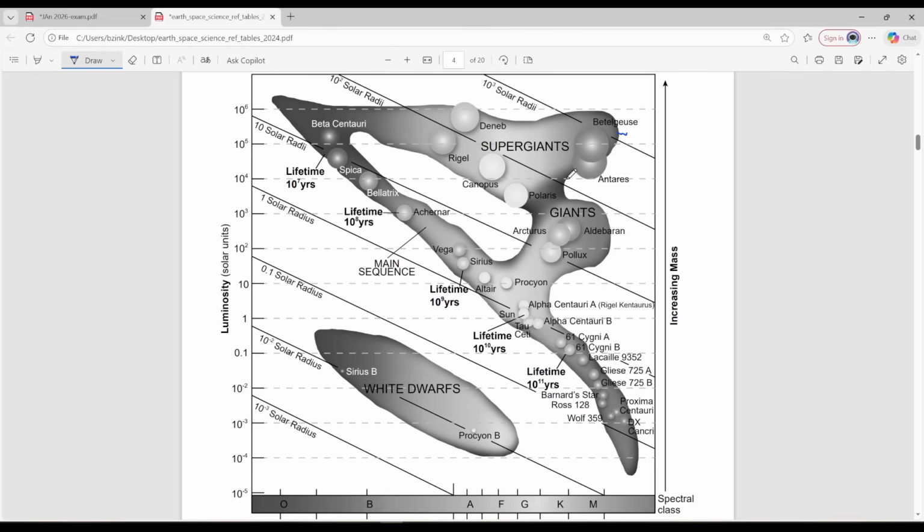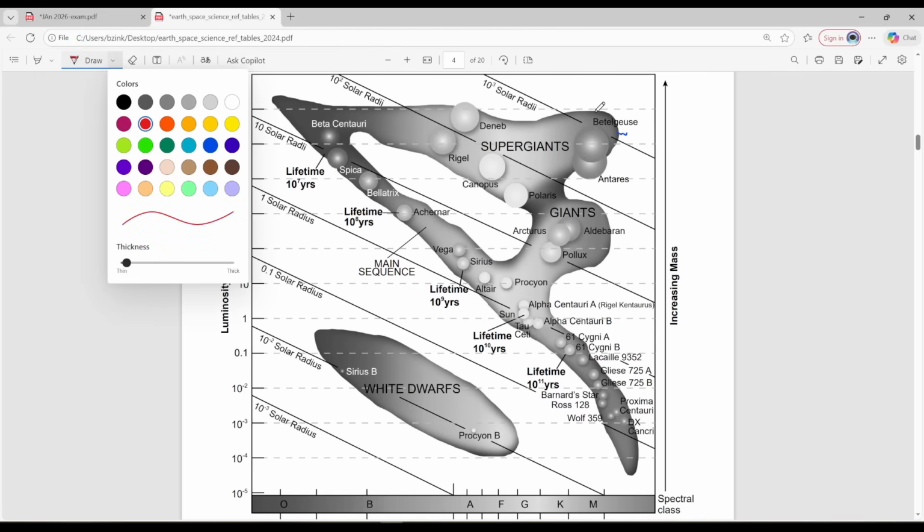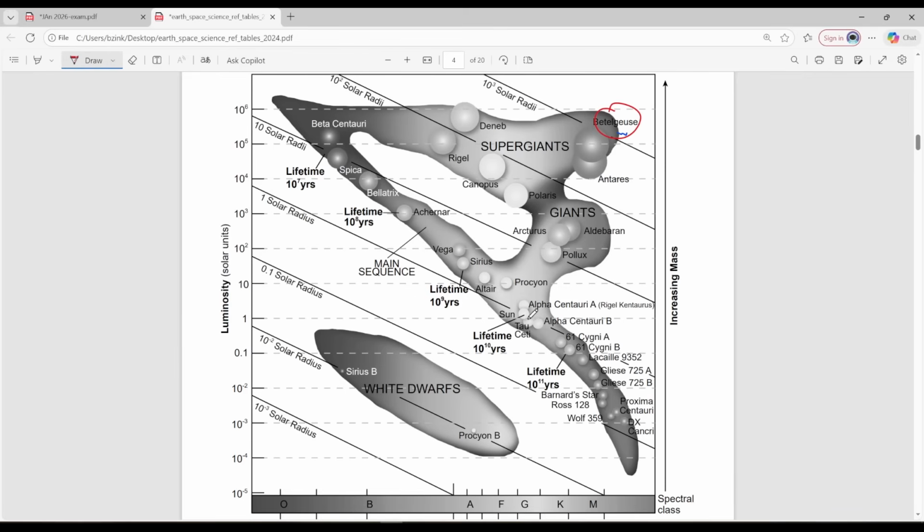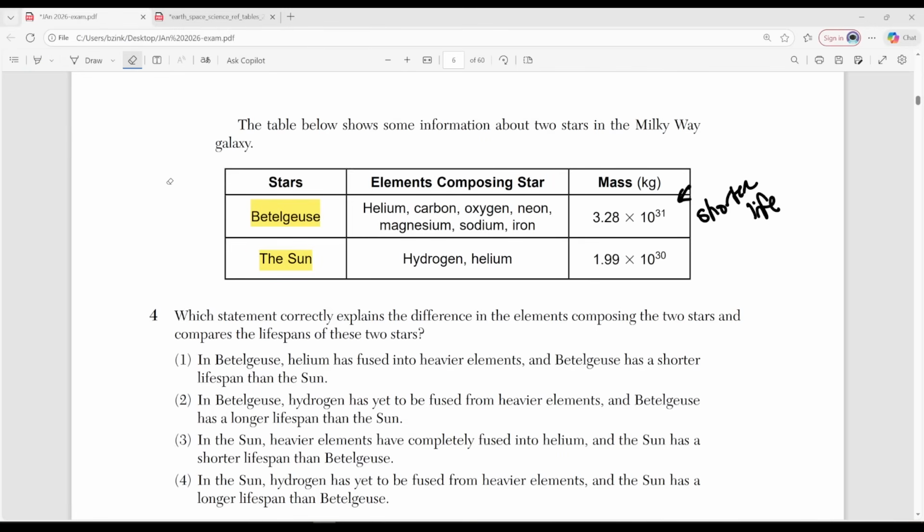Here's Betelgeuse right there. Maybe get a red. Betelgeuse versus the sun. Okay, so we're going to go one by one and try to eliminate what we can. It says, which statement correctly explains the difference in the elements composing the two stars? Okay, so any of them that say that the sun has a shorter life than Betelgeuse, we could just automatically get rid of, and then we'll go back and figure out the rest.